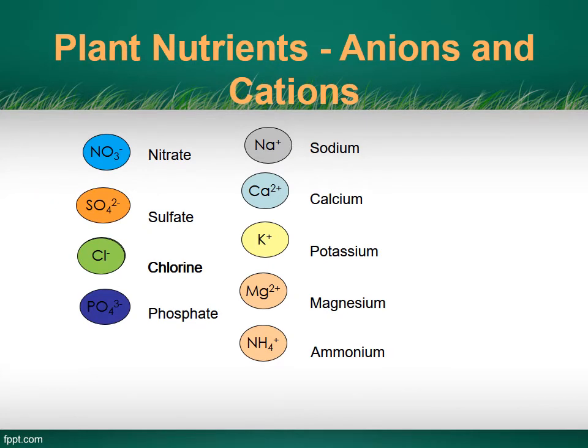Most of these plant nutrient ions have an electrical charge associated with them. If one of them has a negative charge, it's called an anion. If it has a positive charge, that's a cation.